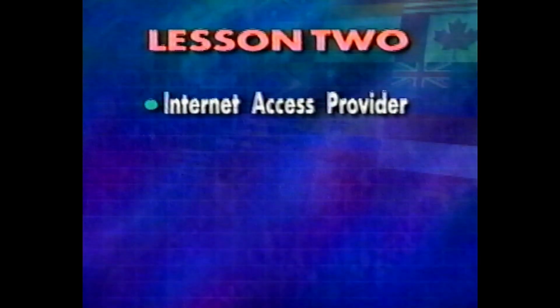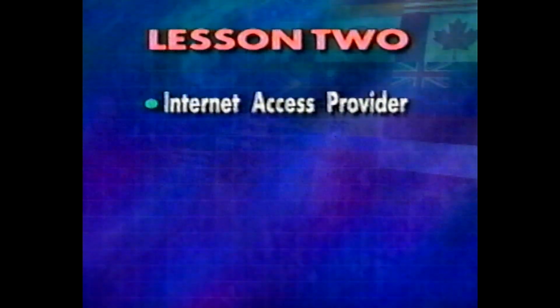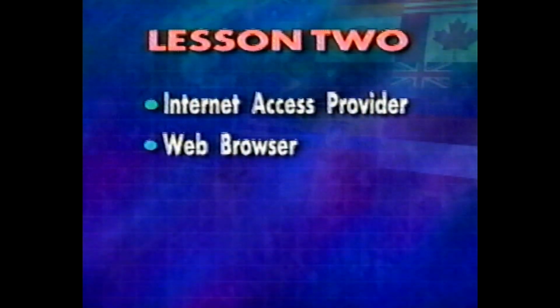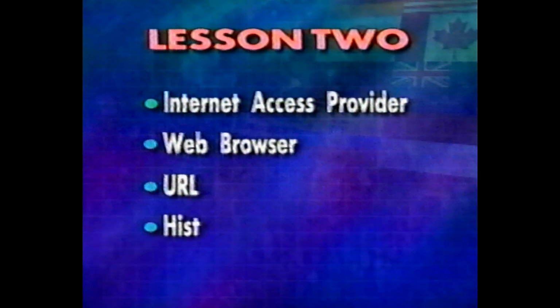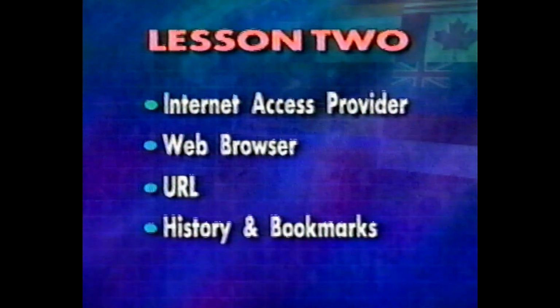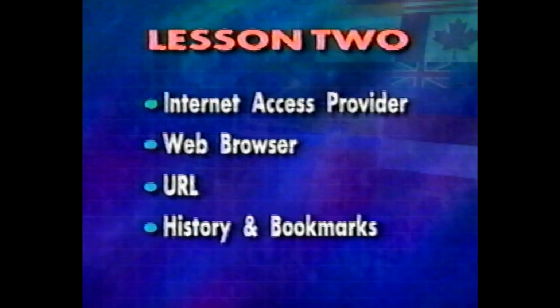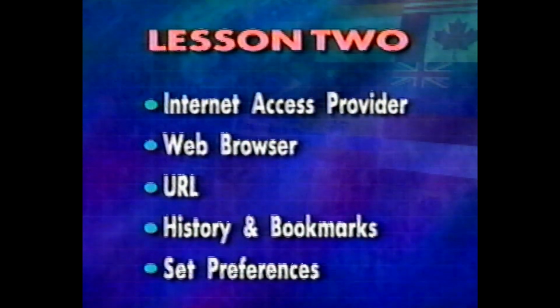That's it for Lesson 2. In this lesson, we learned how to get the appropriate connection to an internet access provider and looked at some good places to find one. Use a web browser. Read a Universal Resource Locator, or URL. Use histories and bookmarks to navigate and manage web documents. And how to set some important preferences.